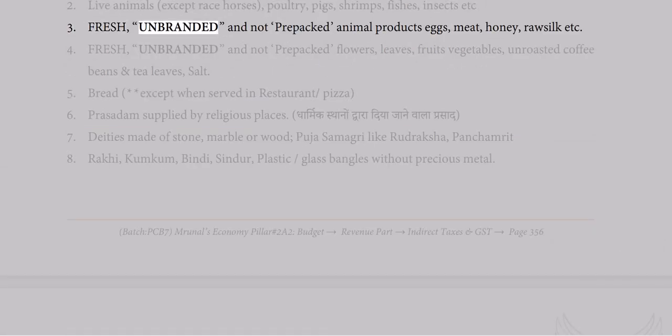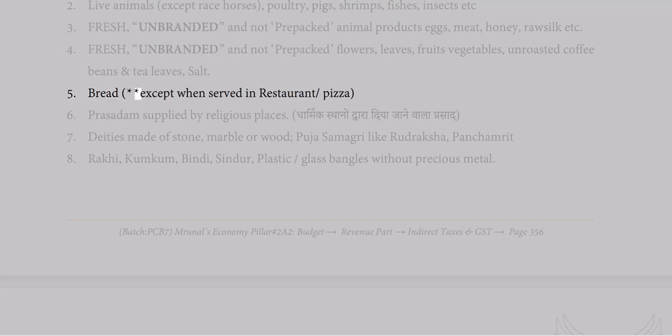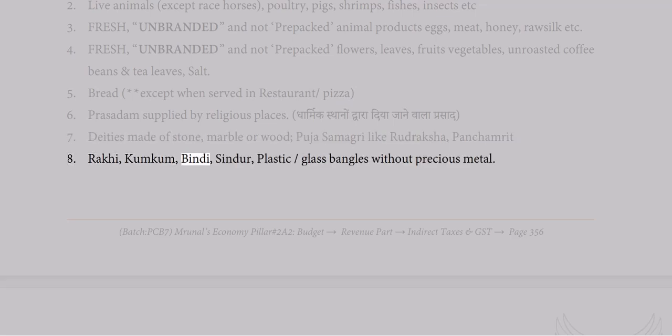3. Fresh, unbranded and not pre-packed animal products, eggs, meat, honey, raw silk etc. 4. Fresh, unbranded and not pre-packed flowers, leaves, fruits, vegetables, unroasted coffee beans and tea leaves, salt. 5. Bread, except when served in restaurant or pizza. 6. Prasadam supplied by religious places. 7. Deities made of stone, marble or wood, puja samagri like Rudraksha, Panchamrit. 8. Rakhi, kumkum, bindi, cinder, plastic or glass bangles without precious metal.